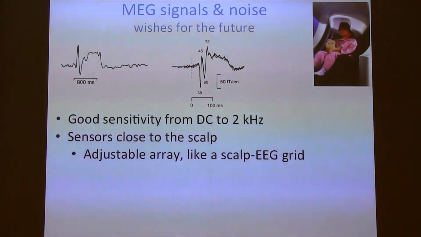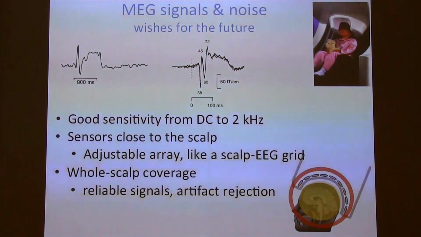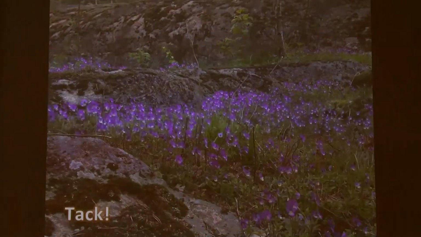And then I can just repeat what others were already saying: sensors that come close to the scalp will increase the possibility to see interesting spatial patterns, and we should have some adjustable array like in an EEG cap. This is the wish. And whole scalp coverage is really important for artifact rejection, but also for reliable signals, so that you can go beyond early sensory phenomena and look at the sources of spontaneous brain rhythms and also signals related to different cognitive functions.